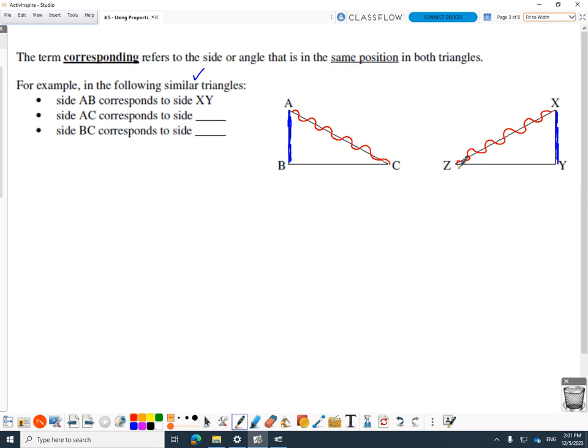Oh, it said side AC corresponds with XZ. Now, if you wrote ZX, I'd mark it right, but I'd be like, yeah, it's A to C. It's from the top to the side there. It should be X to Z. But it's not technically wrong to write ZX.